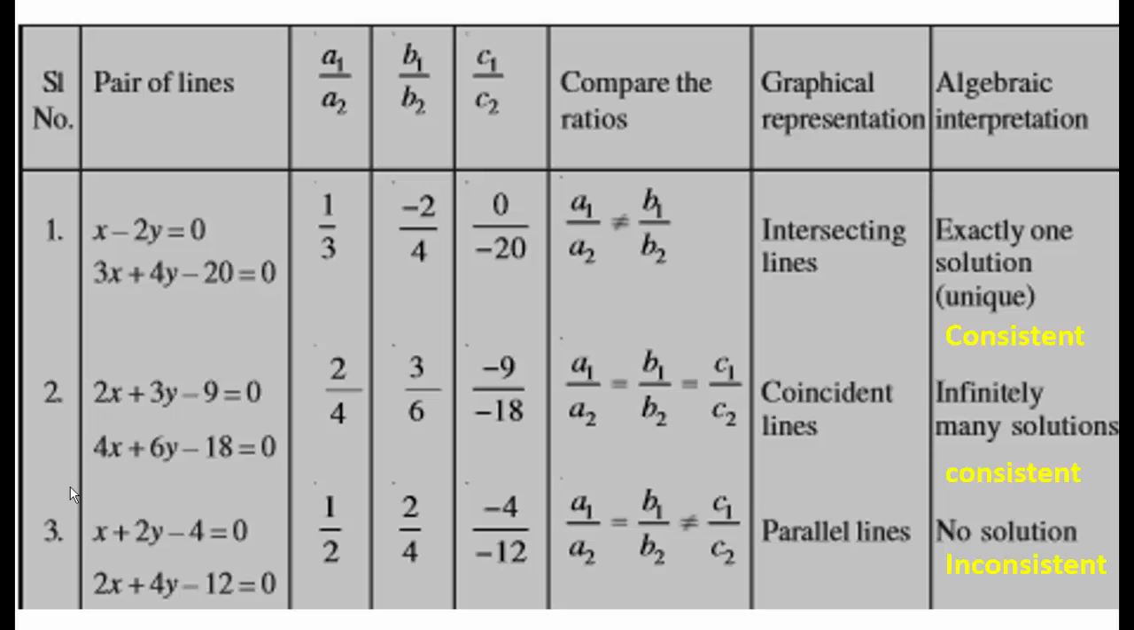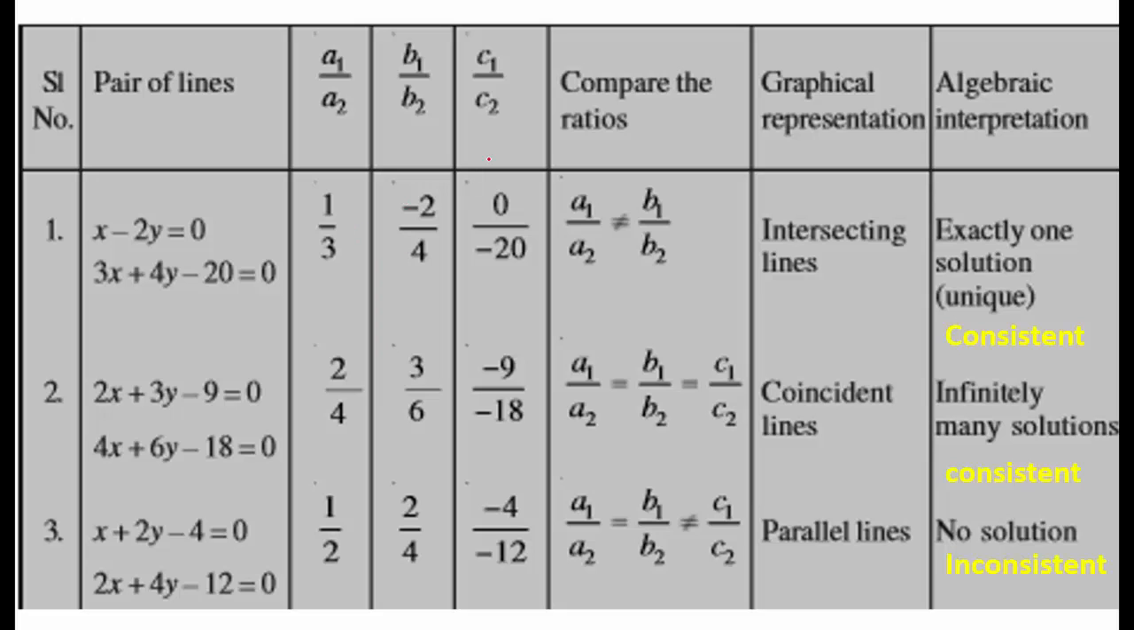Now comparing the coefficients with the general form, we get a1 as 1 and b1 will be minus 2, and similarly c1 will be 0. Now a2 will be 3 and b2 will be 4 and c2 will be minus 20. Now find the ratios a1 by a2, b1 by b2 and c1 by c2. This will become 1 by 3, minus 2 by 4, that is minus 1 by 2, and 0 divided by minus 20. You know that here a1 by a2 does not equal b1 by b2.